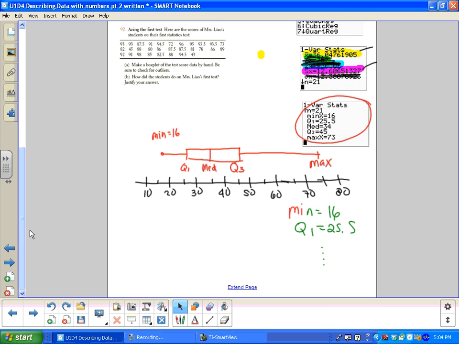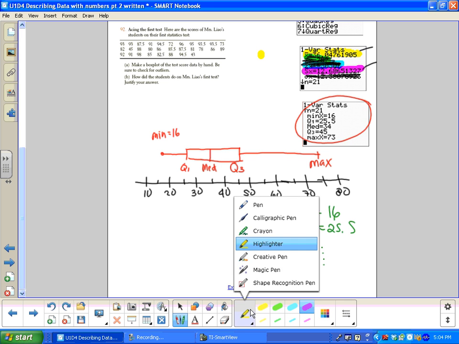Now, I would like for y'all to work this example number 92, but I would like for you to, hold on, lost my train of thought. Okay, so, sorry. It says here, be sure to check for outliers.